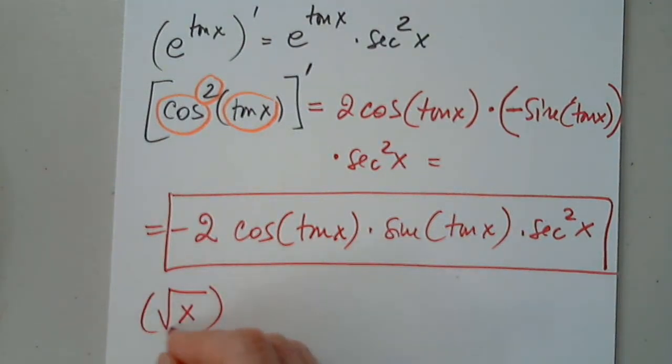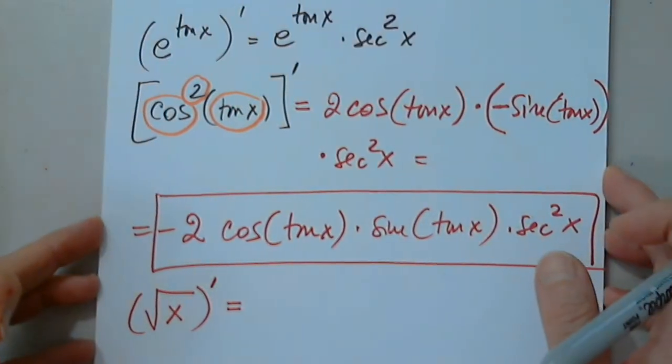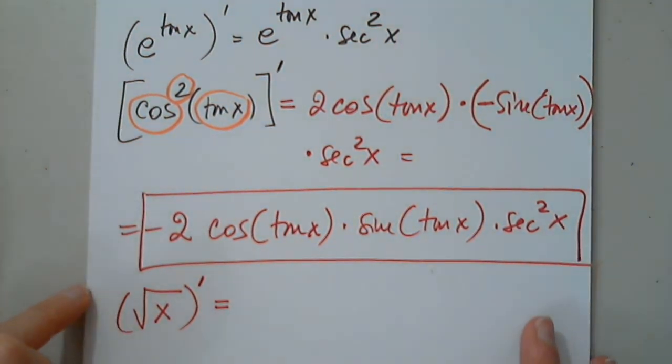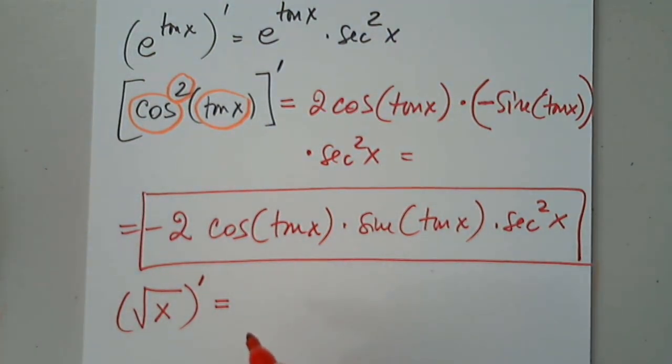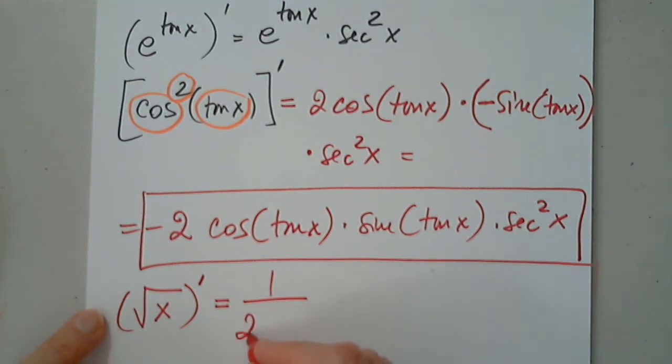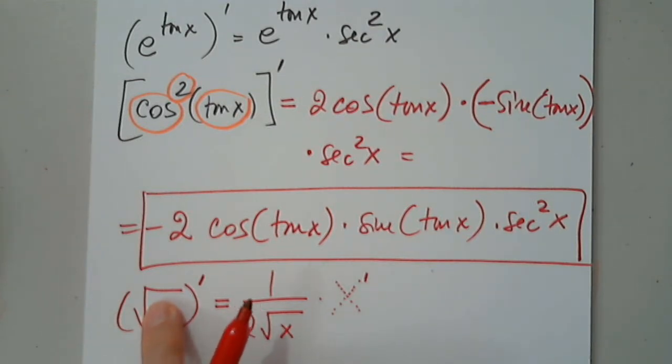Can anyone give us the answer for the square root of x prime? The 1/2 is x. Very good. I should write it to be exact. Why don't I? Because that's the inner function prime. I should have the inner function prime. Why don't I? Because it's 1.